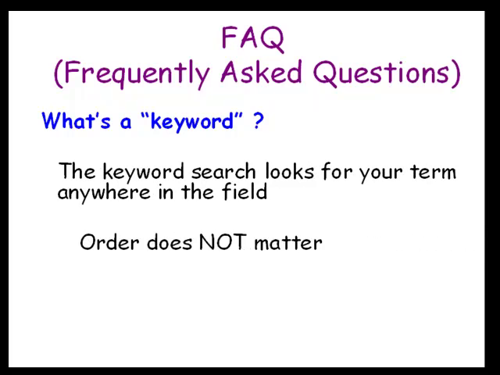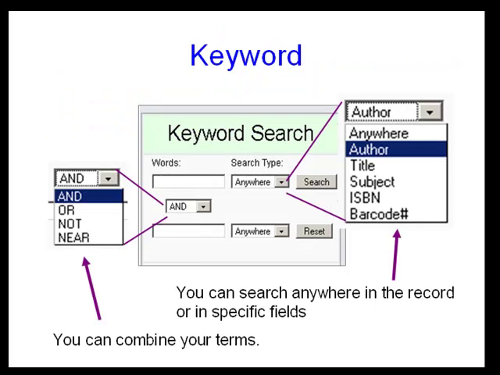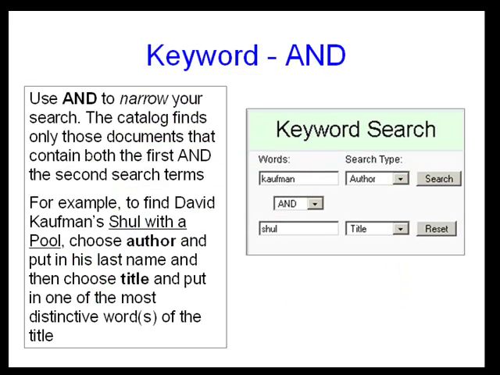So what's a keyword? Keyword search looks for your term anywhere in the field. The order does not matter, and use just the most distinctive words or terms. And you can skip the small words from, at, in, of, and just use the bigger ones. You can also combine terms in the keyword search using and, or, not, or near. And you can search anywhere in the record or just in the author fields, the title fields, or the subject. You can also search by ISBN here.